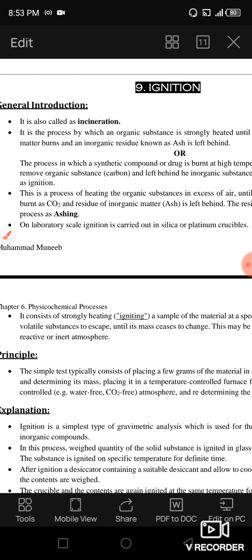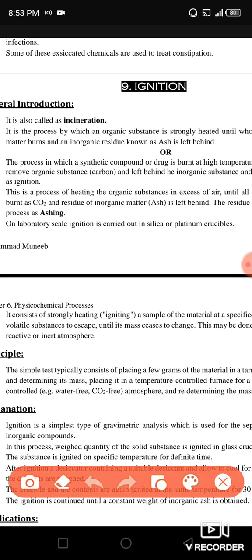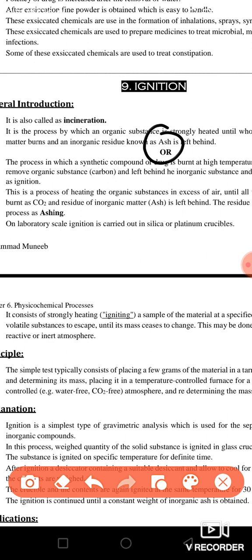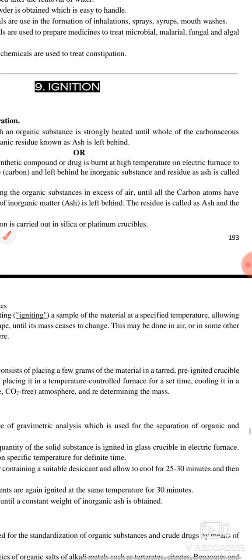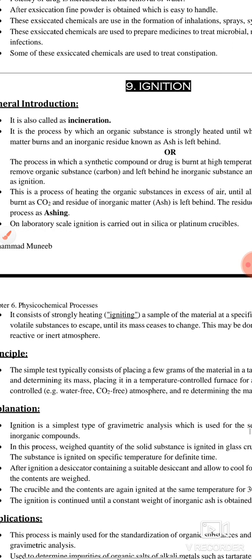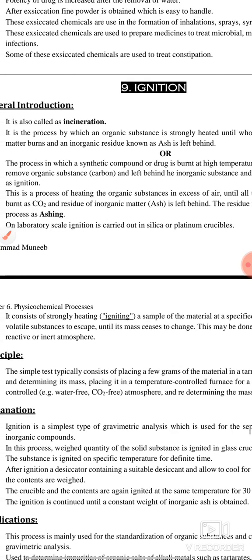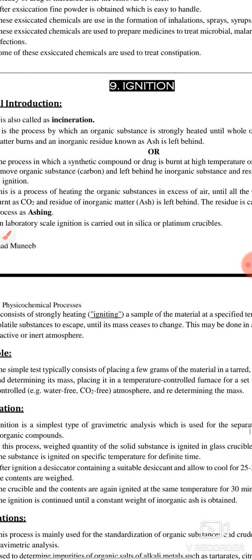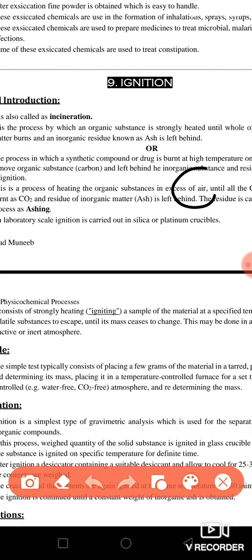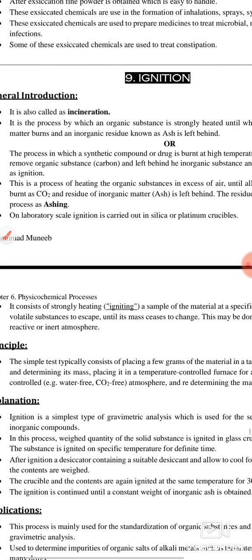In this process, you are going to heat, to burn your organic compound until the whole organic compound is converted into ash. This is a process in which the synthetic compound or the drug is burned at very high temperature, or can be burned with the use of electricity, and the inorganic compound is left behind as the residue, which is called ash. This process is called ignition. A third definition is that it is a process of heating an organic substance in the presence of air. Air consists of oxygen, and it can easily burn it until all the carbon atoms are burnt in the form of carbon dioxide.